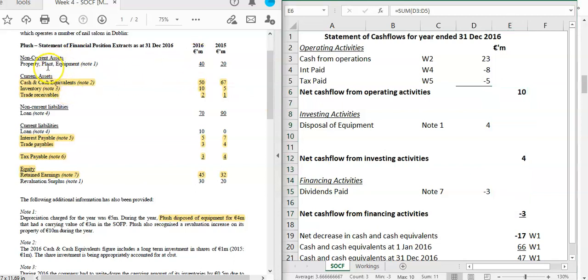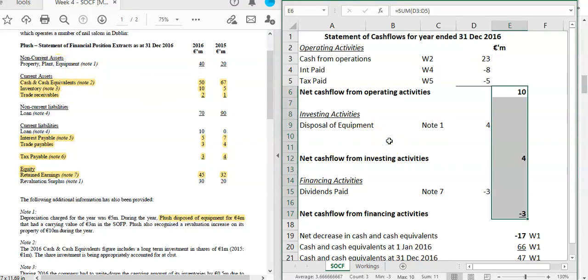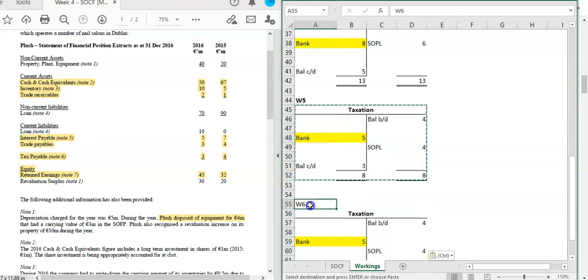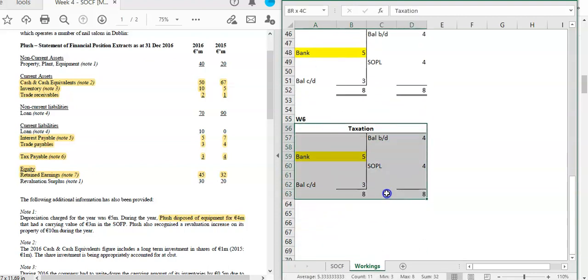So we're going to start off initially with explaining the movement in property, plant and equipment. Working 6. So working 6, we'll take this down. Remember, you're going to be doing your exam in Excel and Word, so you can just copy and paste yourself as well.